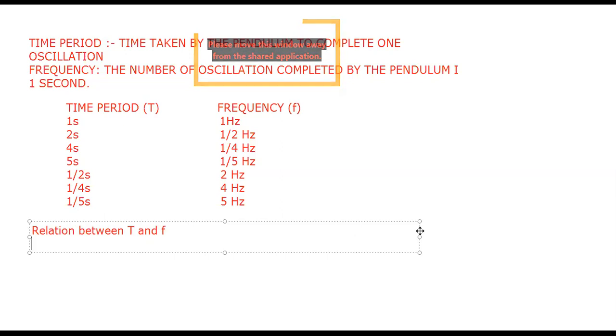What we are finding? We are finding the relationship between time period and frequency. Now the table is there in front of you. All of you type the relation if you can. I'm going to explain, but if you can, please type the relation between time period and frequency. Go ahead. Say me, do you find any relation?